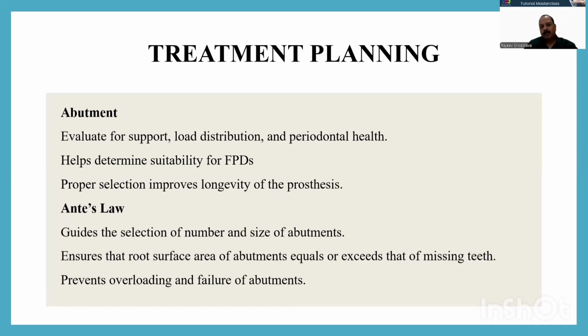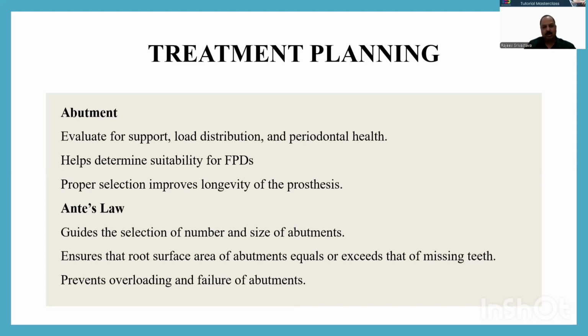Then in treatment planning, everything is very important, but two more things are very important. One is evaluating the abutment on which you are going to give your crown or the bridge. How is the periodontal health? How is the general health of the tooth? If any caries is there, or if any long span fixed partial denture is there, what is the condition of the bone associated with your abutment teeth? Here you have to follow Ante's law, which guides the selection and number and size of the abutment which is required. So all these things again are required.